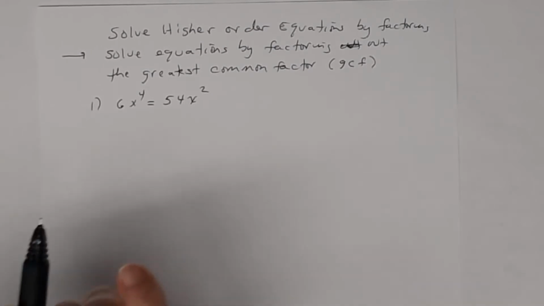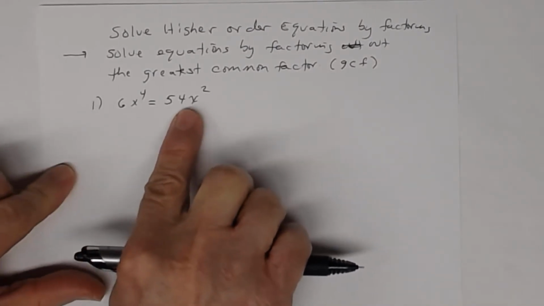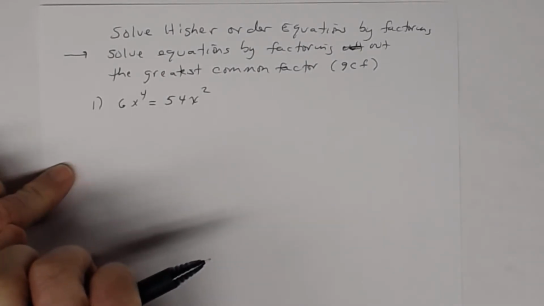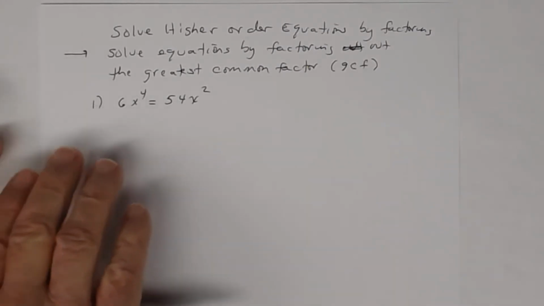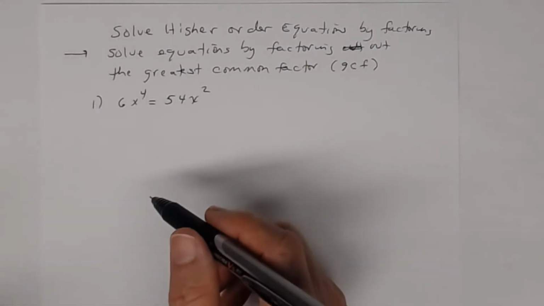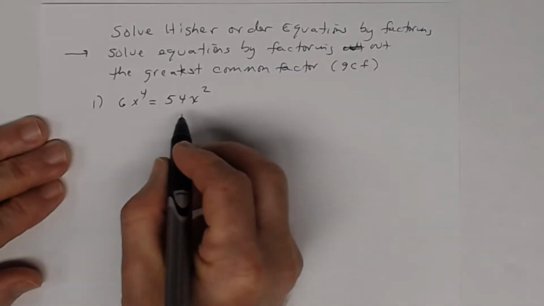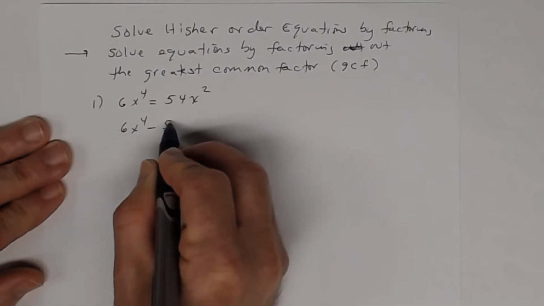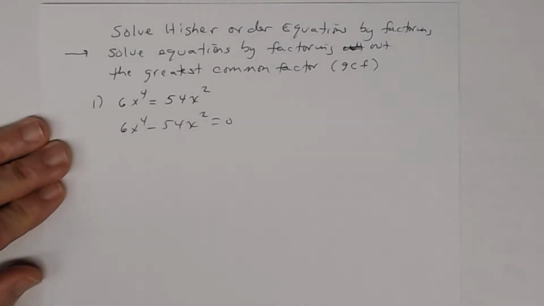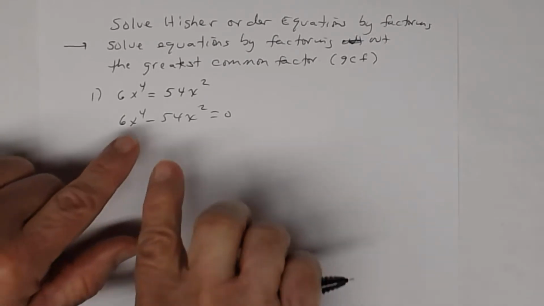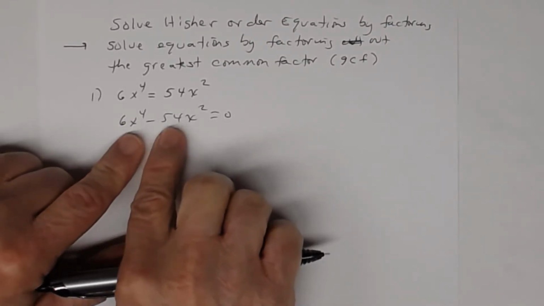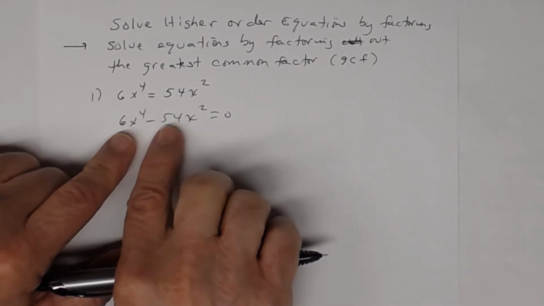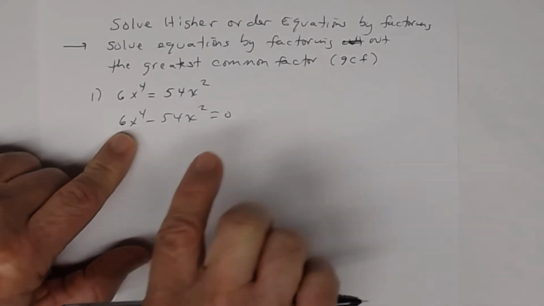All right, so first of all, you want to make sure that you bring all terms to one side. And so you want 0 on the other side. So remember when we solved quadratic equations, we brought all the terms to one side, and we called it writing it in standard form? Well, the same idea here. So I'm going to bring the 54x squared over. So I get 6x to the fourth minus 54x squared equals 0. Okay? Now, what you want to do is notice that you have two terms here, and both of those terms have a common factor. And we're going to use the greatest common factor.